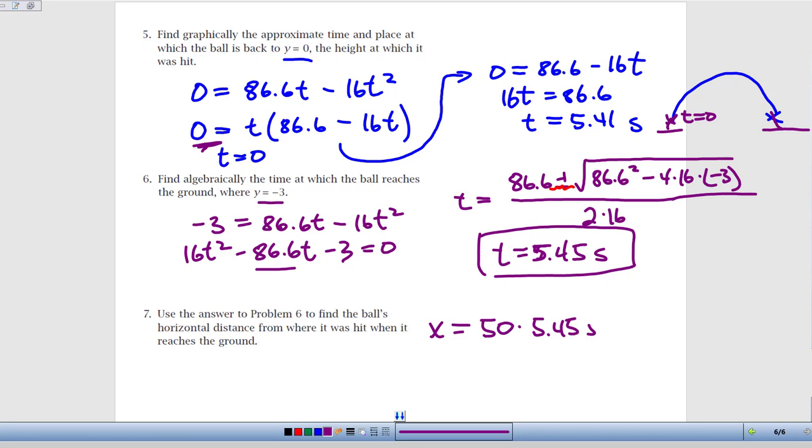So if we multiply a speed times an amount of time, we're going to get a distance. And so in the end, 50 times 5.45 yields a distance of 272.3 feet. So that's the horizontal distance that the ball will travel.